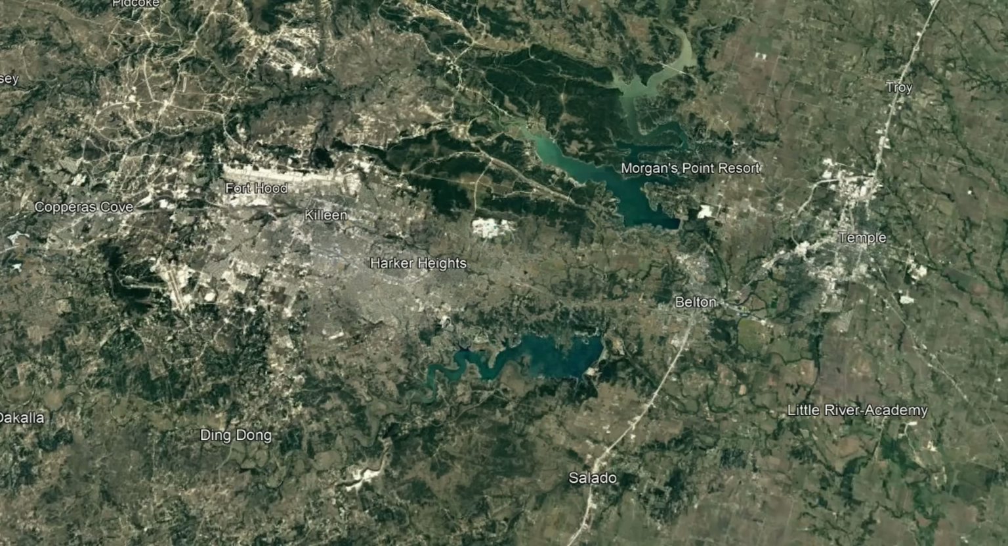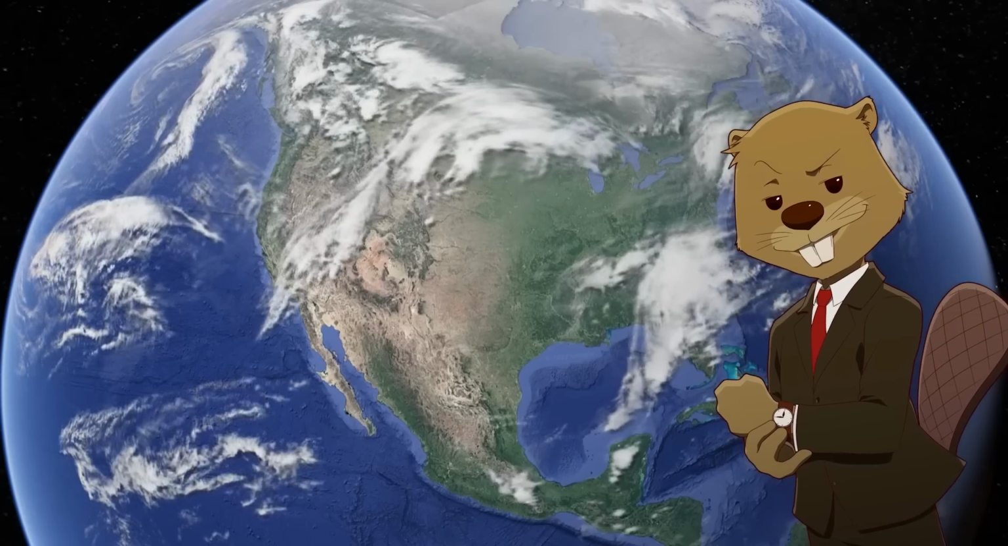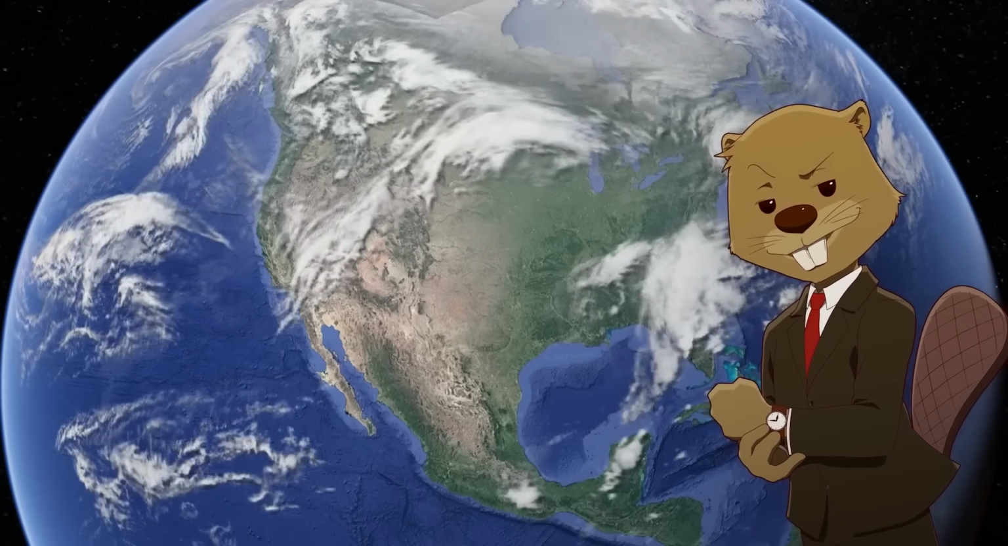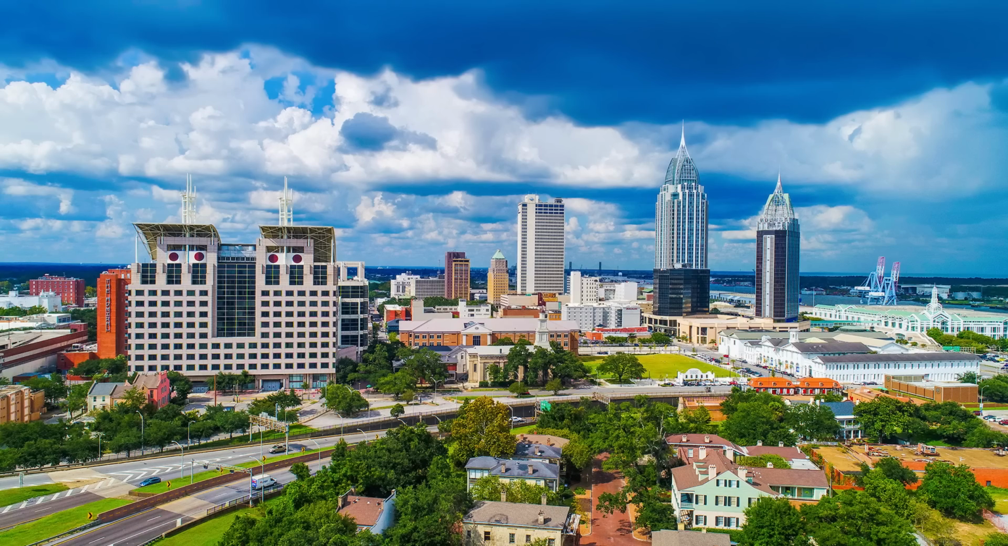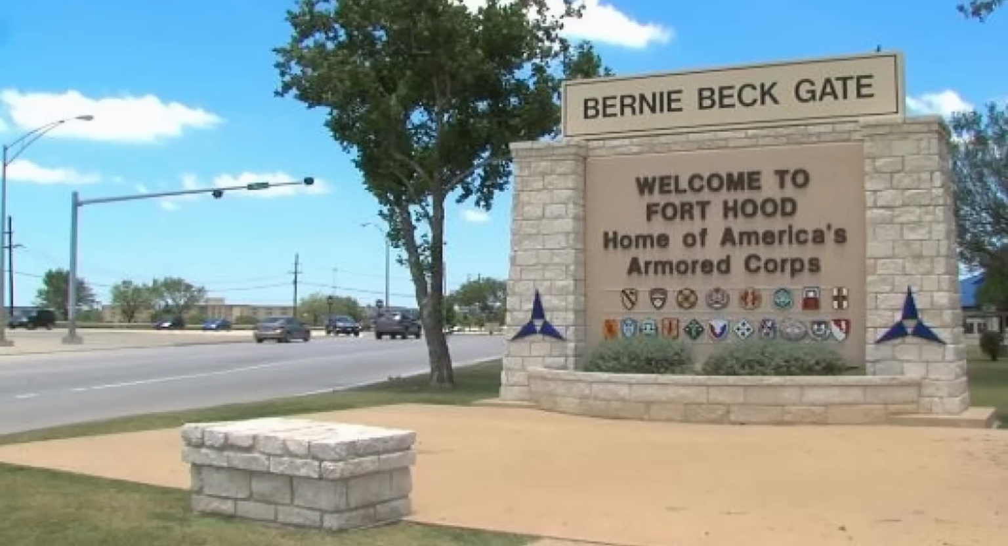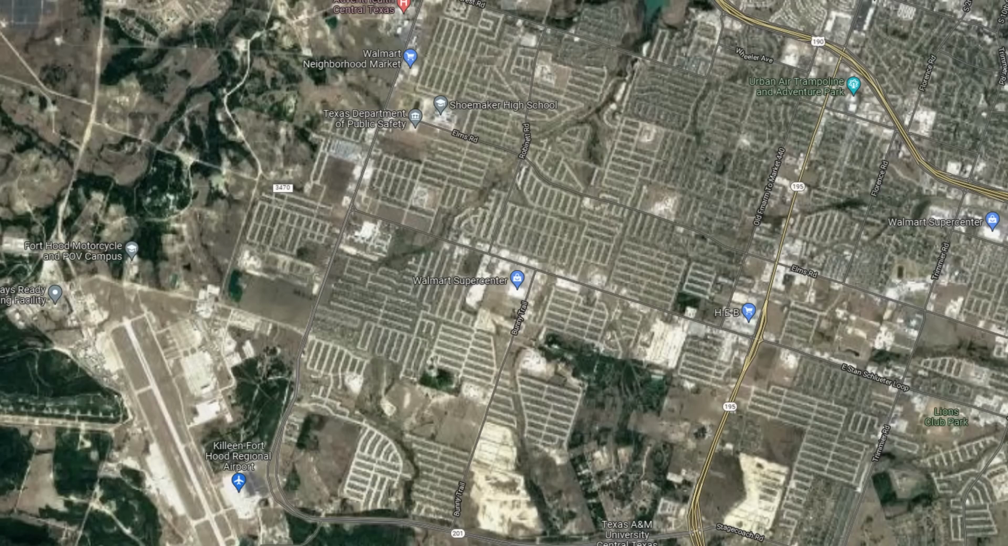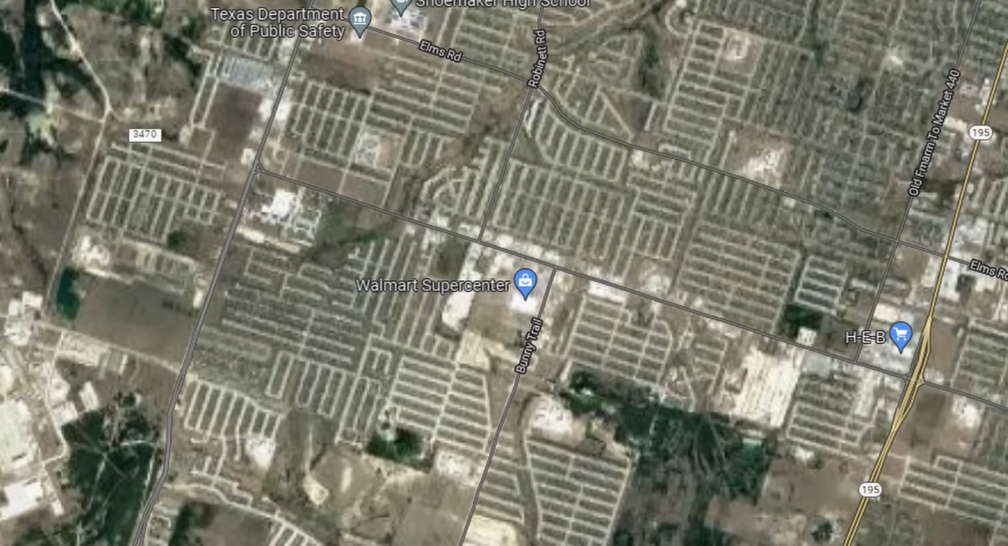Next up, we have the Killeen-Temple Metro, an underappreciated area of Texas, which is a lot larger than people think. It has a population of 480,000, making it bigger than such cities as Asheville, North Carolina, and Mobile, Alabama. Killeen is home to Fort Hood, an American Army post, as well as some of the most mind-numbing suburbs in the entire country. I mean, tell me these aren't just absolutely terrible.